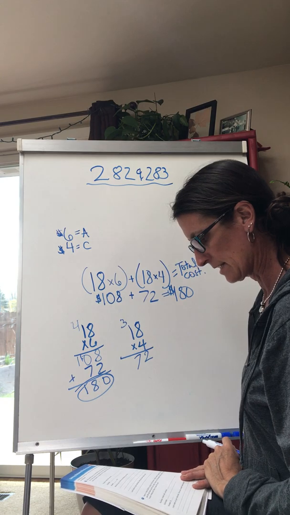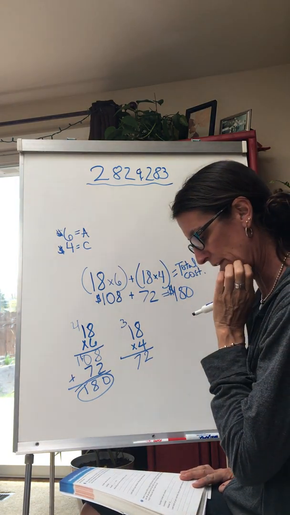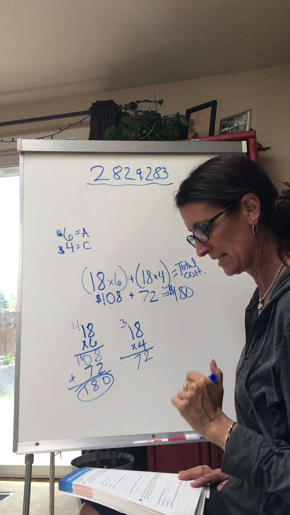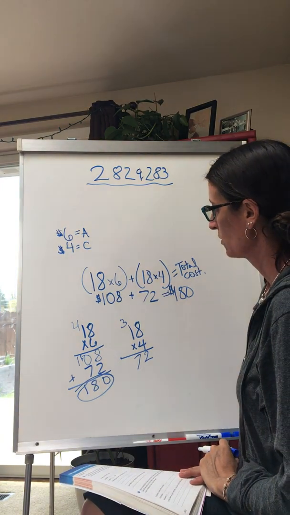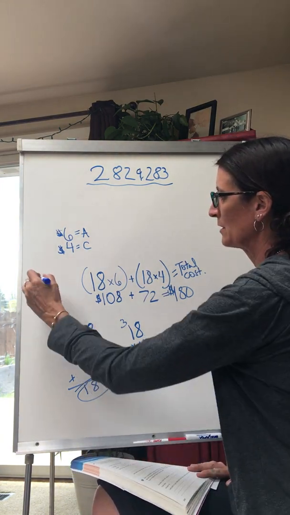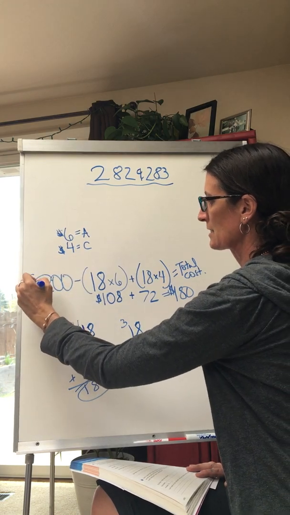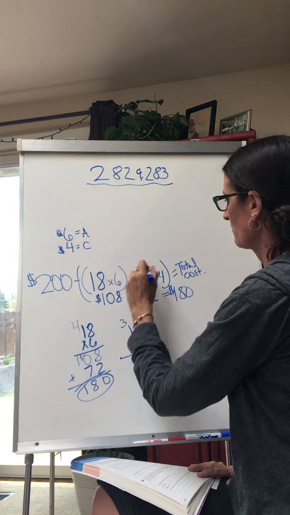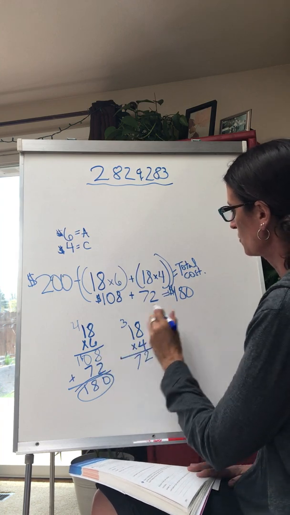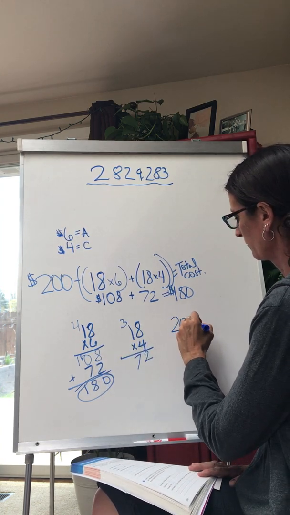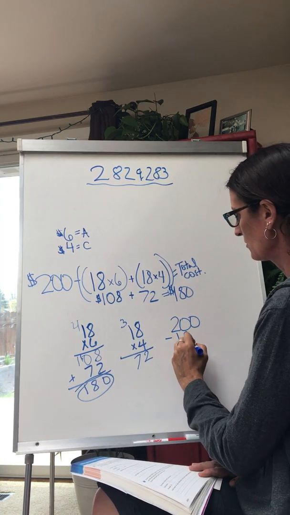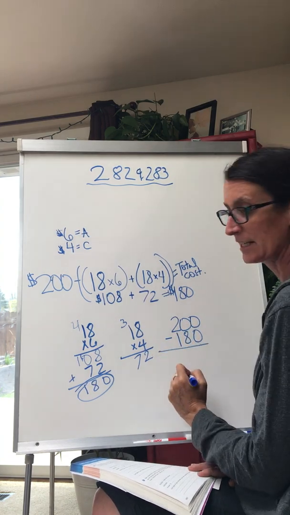And it says if they had $200 that they'd raised for it, how much money will the team have left over? So we know it would be $200 minus all of that, right? So $200 minus $180, which is how much the tickets cost.